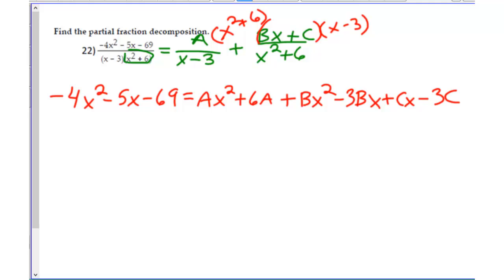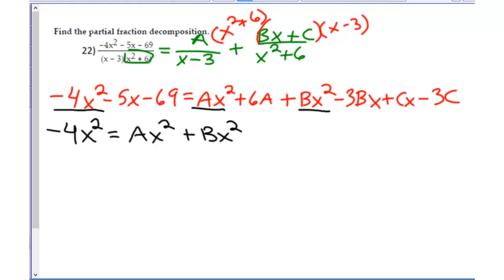And now you can kind of think of it like terms, because if I have an x squared over here and I have some x squareds over here, because this is equal, all of that has to match. If you add Ax squared and Bx squared together, you should get negative 4x squared. And so we basically get rid of all of the x squareds and say that negative 4 equals A plus B. Well, that's not enough information to figure out A or B, so we just keep going.